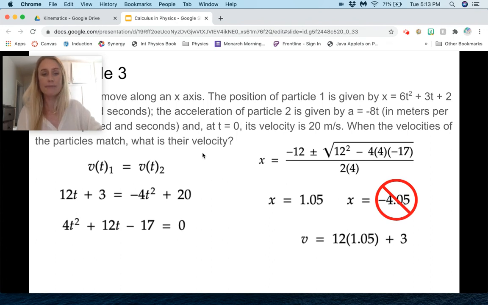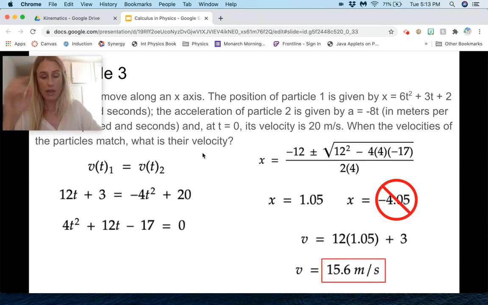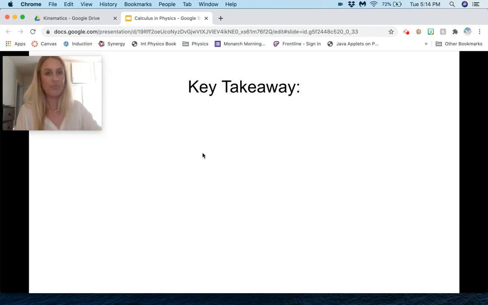I'm just going to use the velocity for particle 1 just because the math is a little tiny bit easier. We get velocity is equal to 12t, so I plugged in 1.05 in for t, plus 3, and then solving here we get 15.6 meters per second. If you plugged the time of 1.05 in for the velocity equation for particle 2, you would get the same exact thing. So that's a good way to check your work if you ever have extra time on like a test or something like that, okay?